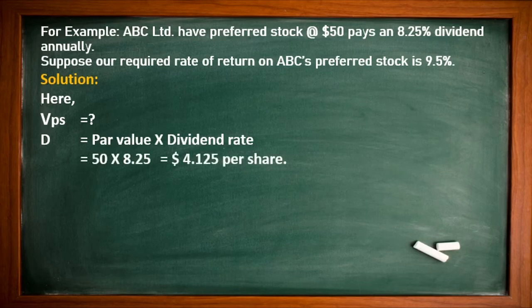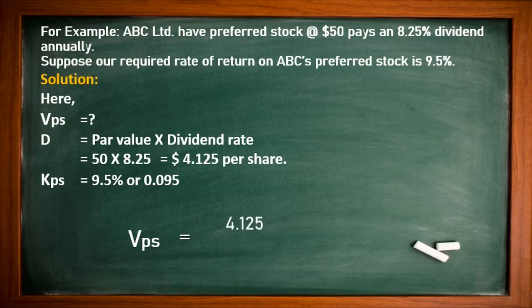It means the dividend amount is $4.125 per share per year. Required rate of return 9.5% will be converted to 0.095. Let's put the values in the formula. So VPS is equal to the dividend amount 4.125 divided by the required return, 0.095. It means the value is $43.42. So this is the value of this preferred stock after a year, or you can say the present value of the preferred stock.